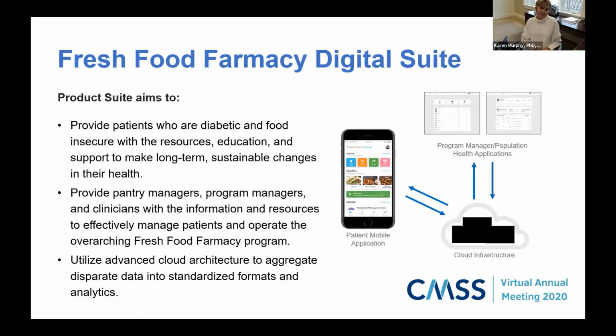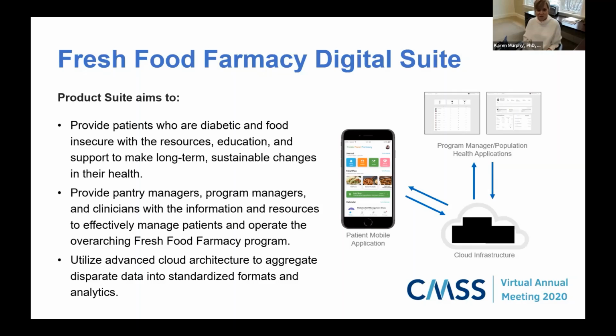Our Fresh Food Pharmacy digital suite is the newest addition to our Fresh Food Pharmacy. So you may have read about our Fresh Food Pharmacy. At Geisinger, we developed a program where we prescribe food for type 2 food insecure diabetics. We have seen amazing results. So the doctor writes a prescription, go to the Fresh Food Pharmacy.